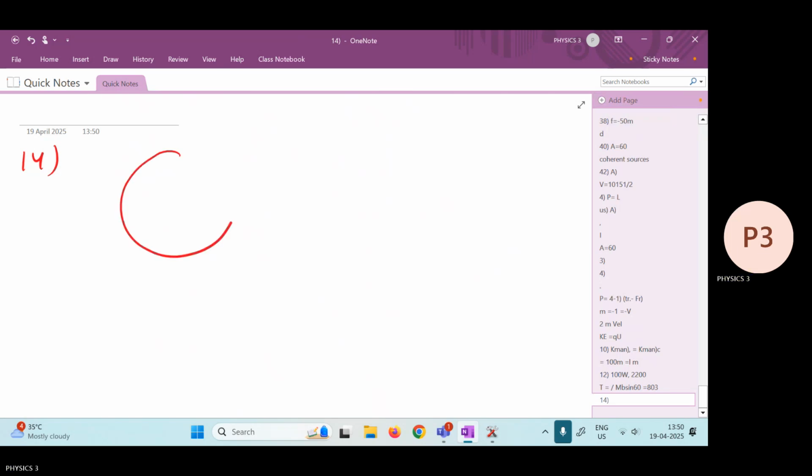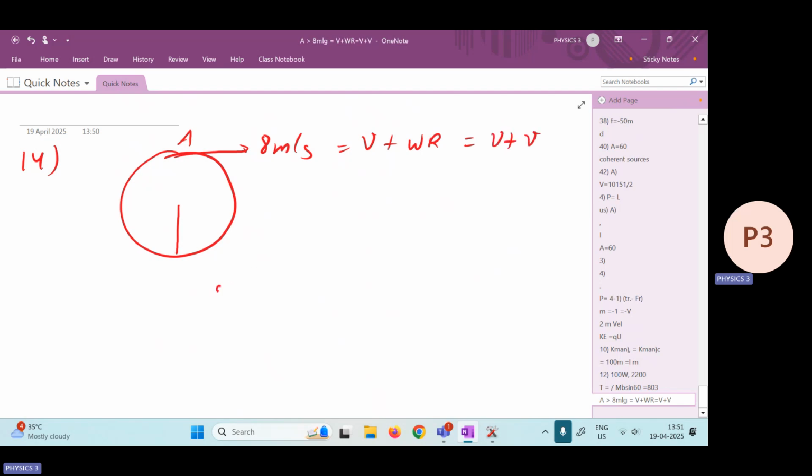Okay. So point A has speed 8 meter per second, that we know. It is V plus omega r, and in pure rolling, omega r is the same as V, so it will be like V plus V. So 2V we have got is 8, so V comes out to be 4 meter per second.